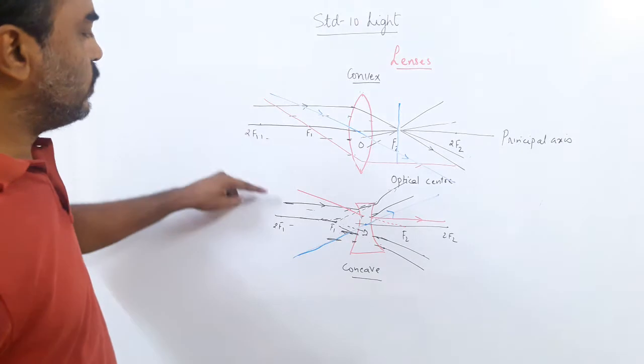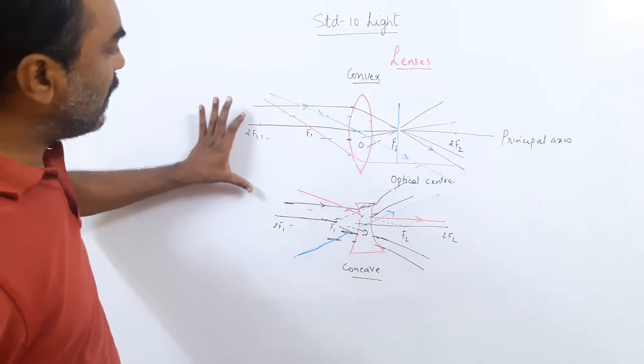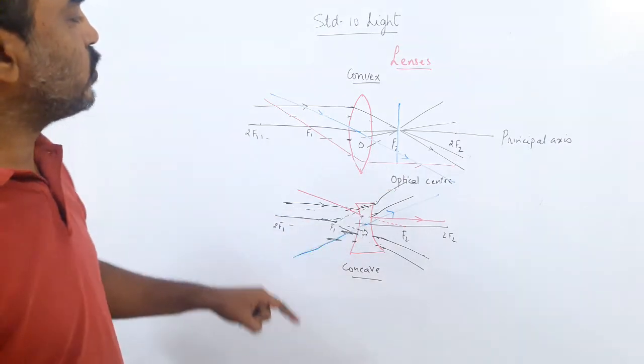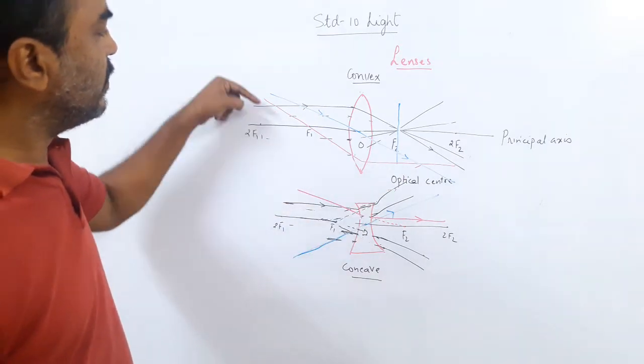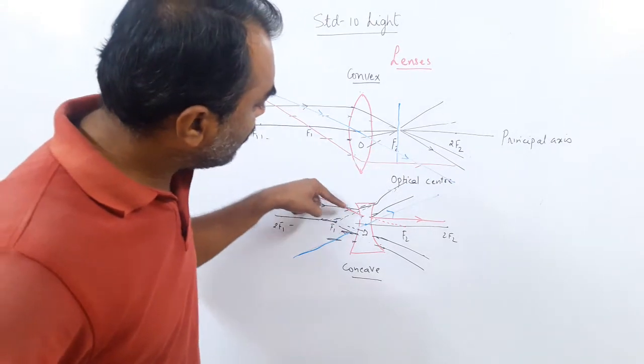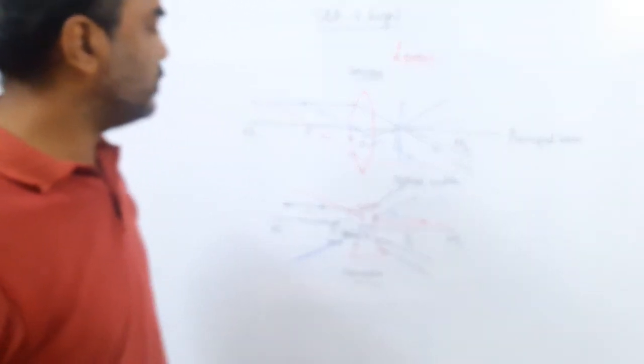So the black line in both the cases is the first case: a ray parallel to the principal axis passes through the focus, or appears to pass through the focus. Now look at the red line. A ray passing through the focus becomes parallel. A ray appearing to pass through the focus becomes parallel.